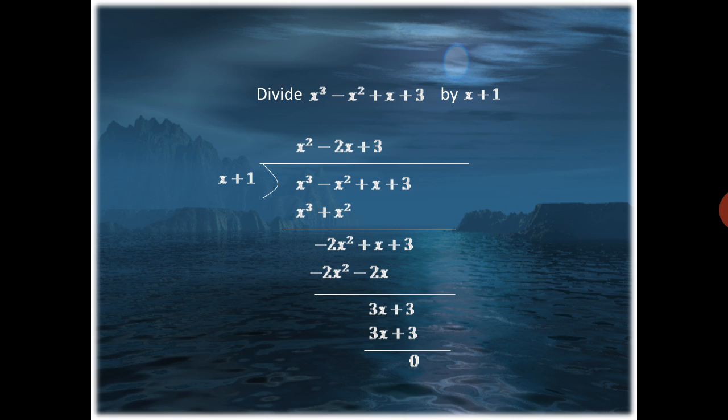Now before division, you have to check whether the given polynomials are written in descending order of their powers. The first polynomial, x cube minus x square plus x plus 3, is written in the descending order of its exponents, that is powers 3, 2, 1 and 0. Similarly, the divisor, x plus 1, is also written in descending order of power, that is x raised to power 1 and finally x raised to power 0.